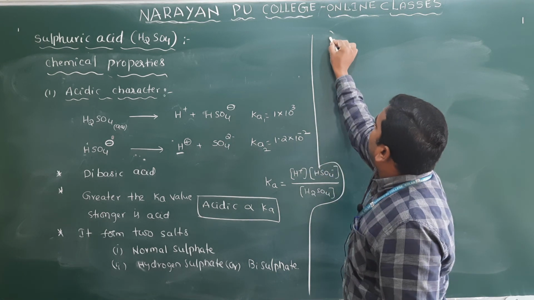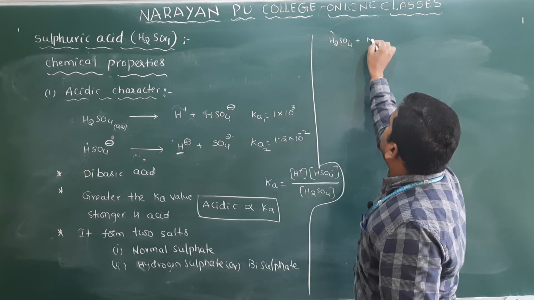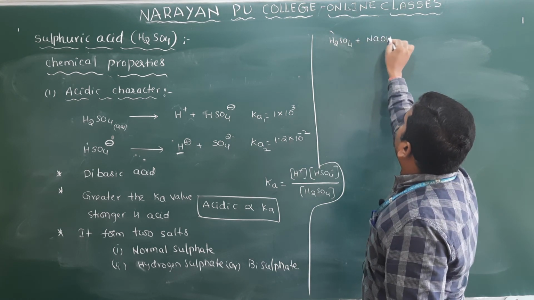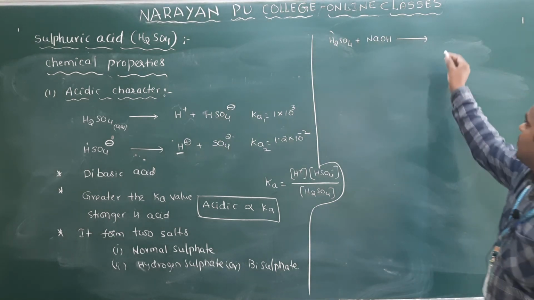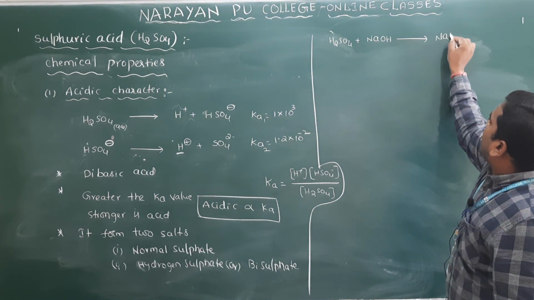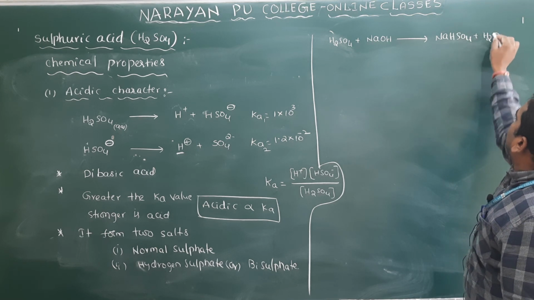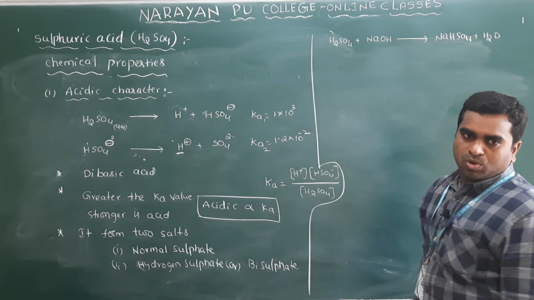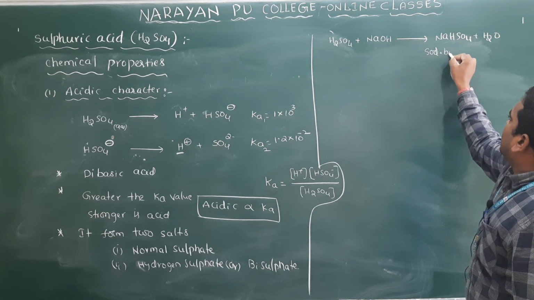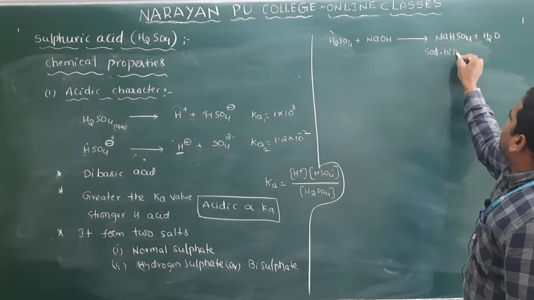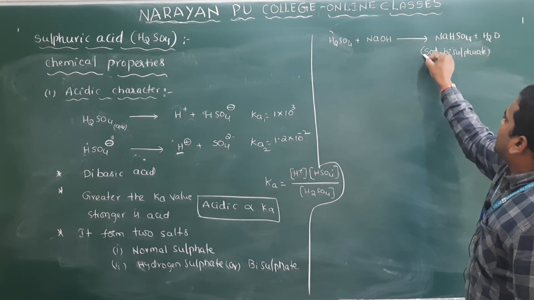Suppose I treat H2SO4 with NaOH, because from acid and base you will get salt plus water. Which salt will you get here? First of all, NaHSO4 plus H2O. One of the hydrogens will be replaced by sodium. Then which salt is it? Sodium bisulfate, or you can say sodium hydrogen sulfate.